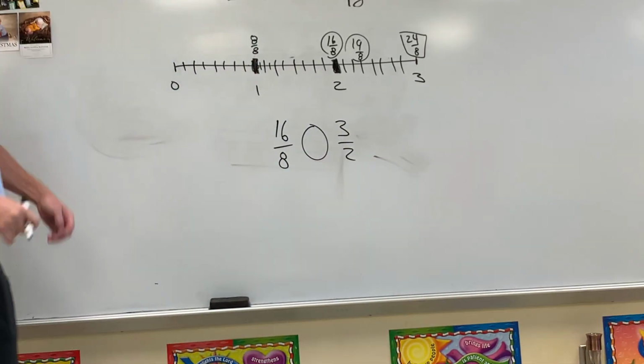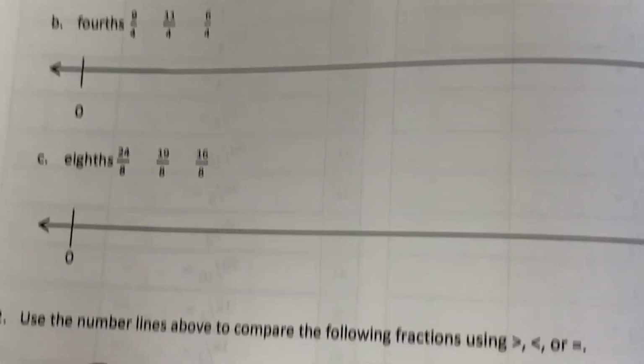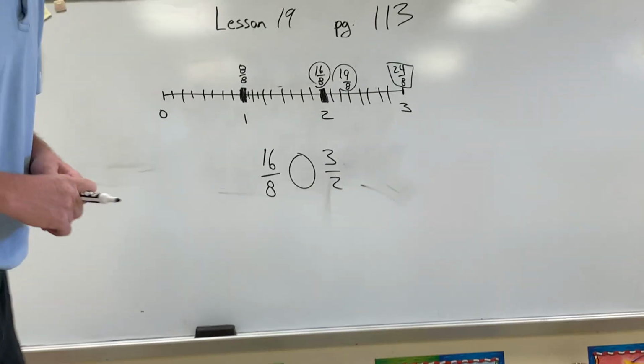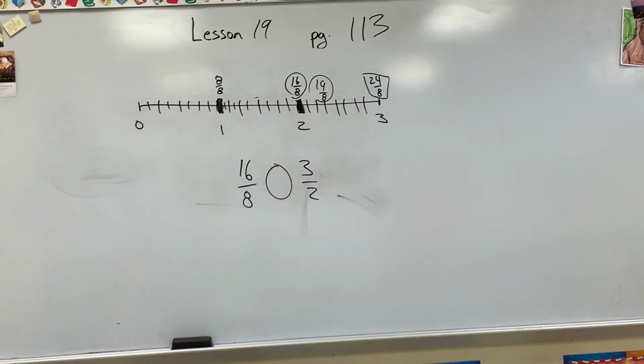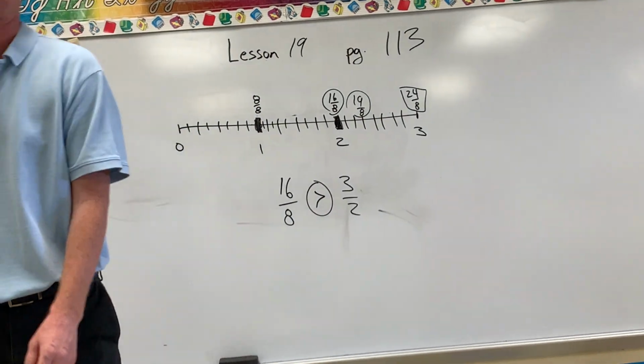That's where you're gonna have to look at two number lines. You're gonna look at your 8ths number line, and then your number line above on your page where 3 halves occurs, to get the answer. So that would be 8. So 16/8 is larger. Would you agree, Mrs. Snow? I would agree. Great.